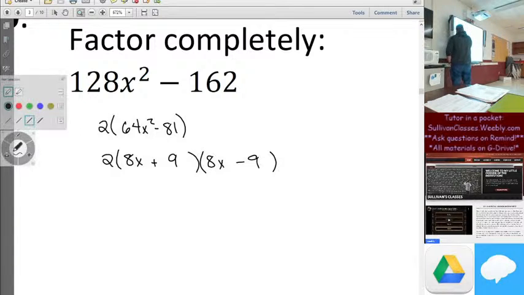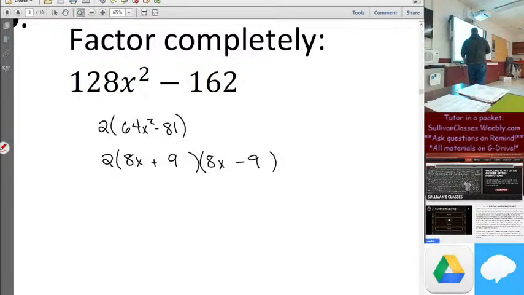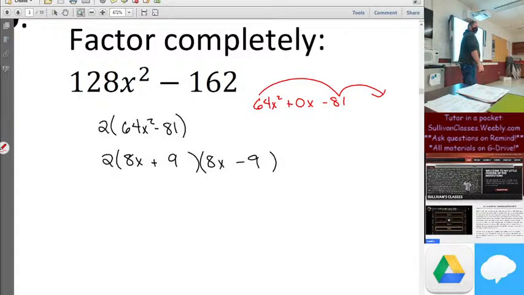Now, you can do this by AC method, too. If you really wanted to, it would just suck. Because that's 64x squared plus 0x minus 81. Remember this? Oh, that's a big number. It's just that, yeah, that would suck.